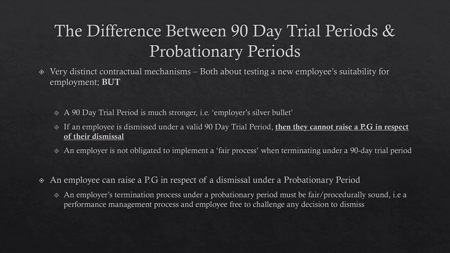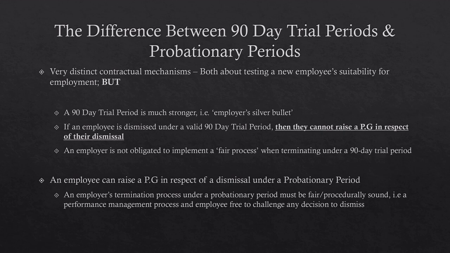The key distinction, coming back to the difference between a 90-day trial period and a probationary period, is that an employee can raise a successful personal grievance claim in respect of a dismissal under a probationary period, whereas they can't do that under a valid 90-day trial period.